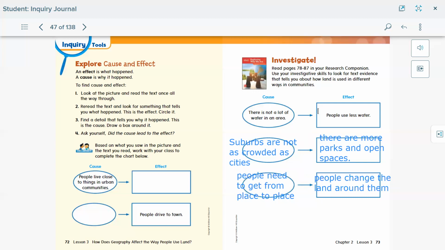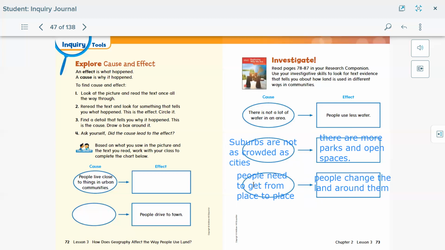So now we have the cause and effects. First one, there is not a lot of water in an area, so that's why people use less water. We also have that the suburbs are not as crowded as cities, so there are more parks and more open space. And as we saw in the picture, there were fewer buildings and more space between houses, and streets are not as busy and crowded like the city.